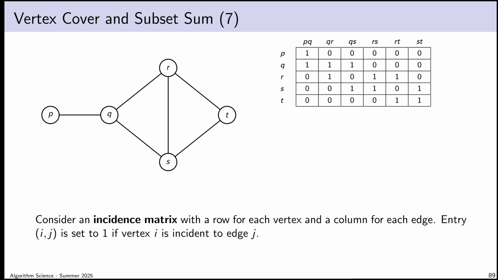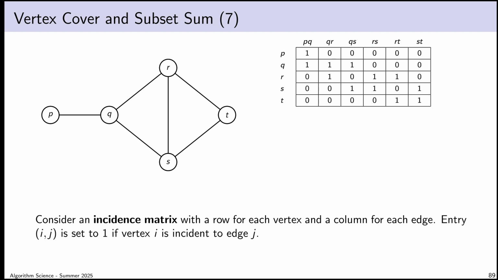An incidence matrix is a matrix where every vertex has a row and every edge corresponds to a column. If I look at the entry at row i and column j, that entry is set to 1 if the corresponding vertex and the corresponding edge are incident. So in this case, the edge QS does not touch vertex R, so this entry is set to a 0. On the other hand, the edge RS does touch vertex R, so it's set to a 1.